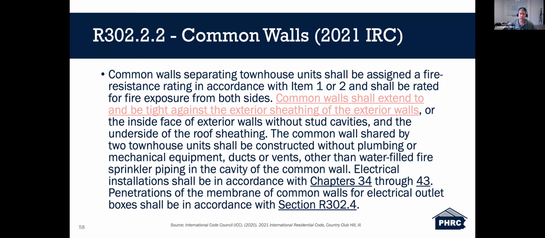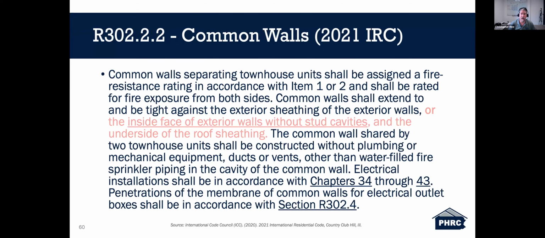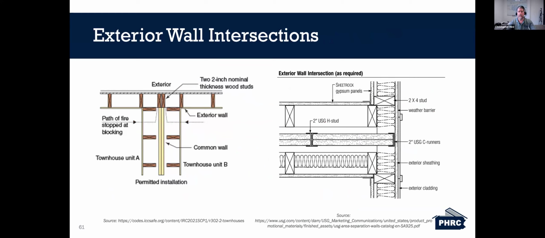Looking at the 2021, it says that common walls shall extend and be tight against the exterior sheathing and exterior walls, which is very similar to what you're reading in 2018, right? But it goes beyond and says, or the inside face of the exterior walls without stud cavities. And again, to the underside of the roof sheathing. So these are two examples of what we're looking at going forward into the 2021.